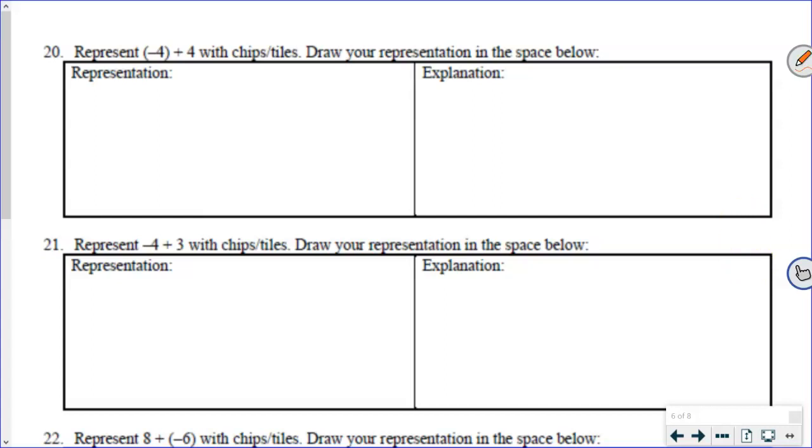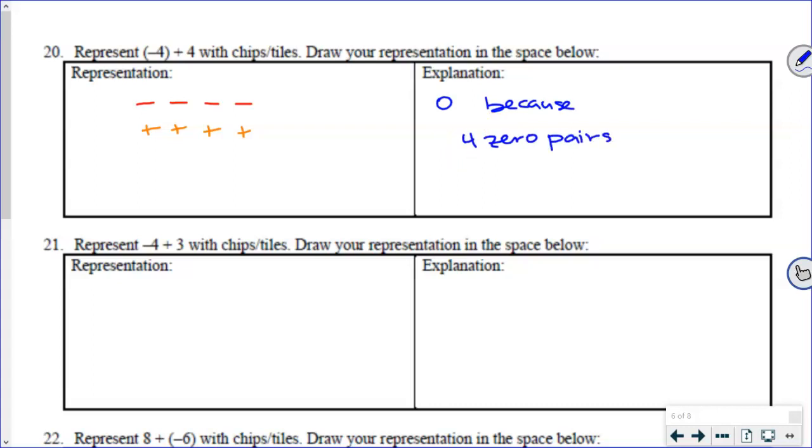20. How am I going to do this problem? We have negative 4, so I'm going to represent that with, watch how lazy I get with this, I'm not even drawing the tiles anymore. There's my negatives, and 4, there's my positives. There's my model. That's the representation. The explanation is that the end result is 0 because I have 4 zero pairs.